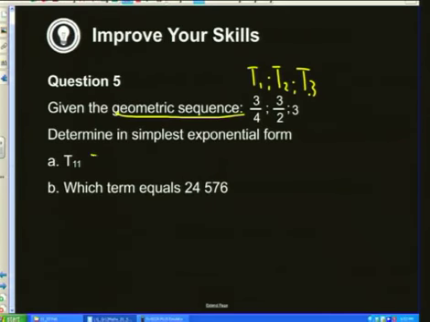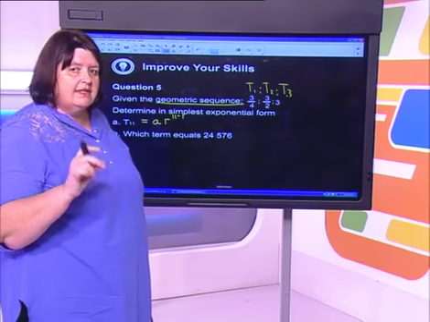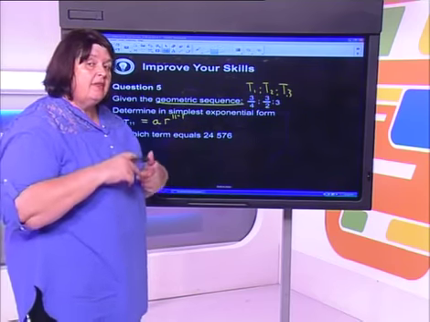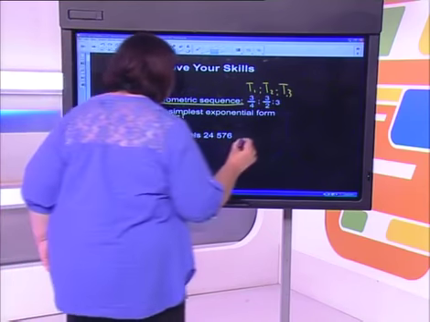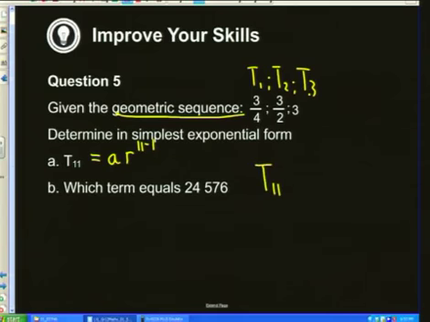Now, term 11 would be A, R, to the 11 minus 1. Remember what I said to you when we were doing arithmetic? I said the difference is always 1 less than the number of the term. Well, this time the exponent is always 1 less than the number of the term. So in actual fact, term 11 is A, R to the 10. Right, so the A would be 3/4. And R we haven't ascertained yet.